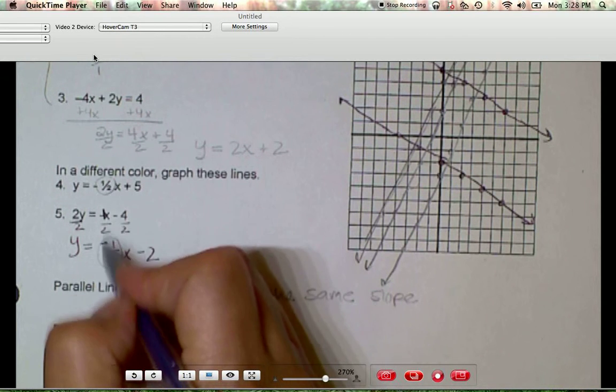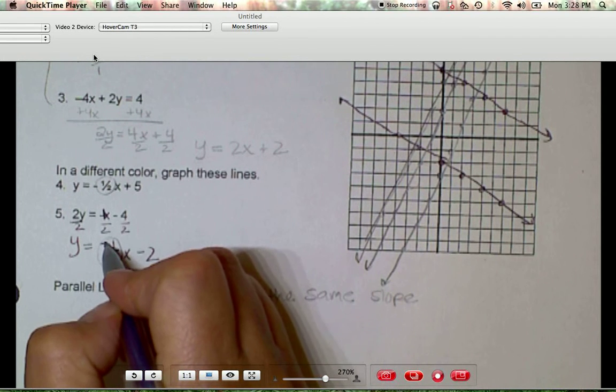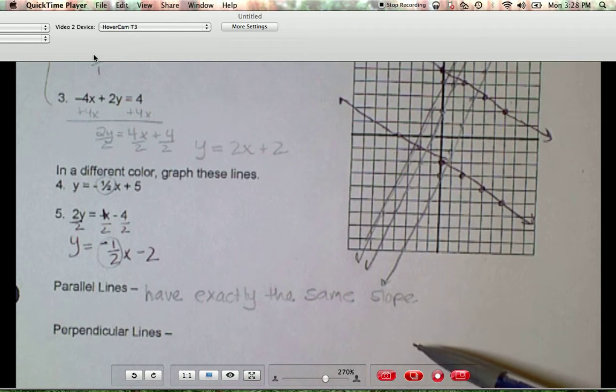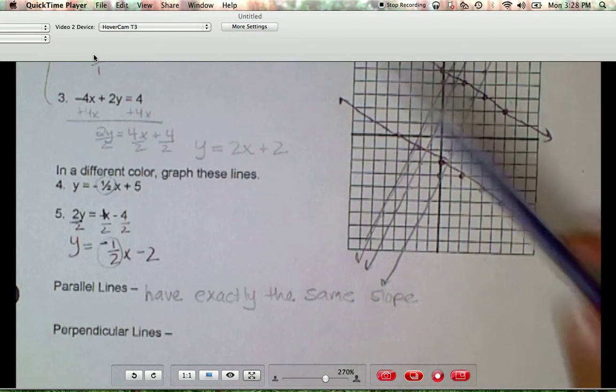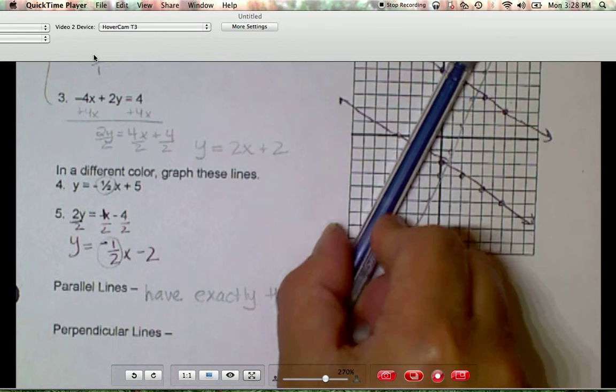So these both have exactly the same slope, -1/2, and they're also parallel. But what is the relationship between one of these lines with one of these lines?